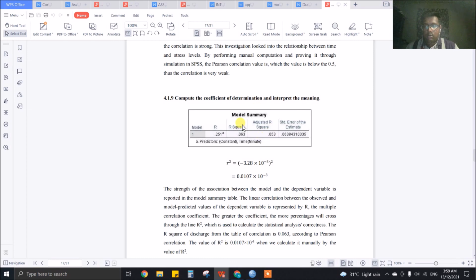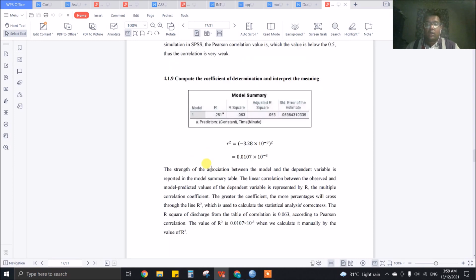This is the model summary that we have imported from SPSS. This is the value of R square that we have calculated. What is the meaning behind it? The strength of association between the model and the dependent variable is shown. The linear correlation between the observed and model-predicted values is represented by R, the multiple correlation coefficient. The greater the coefficient, the higher the percentage that will fit the line. R square is used to judge the correctness of the statistical analysis.